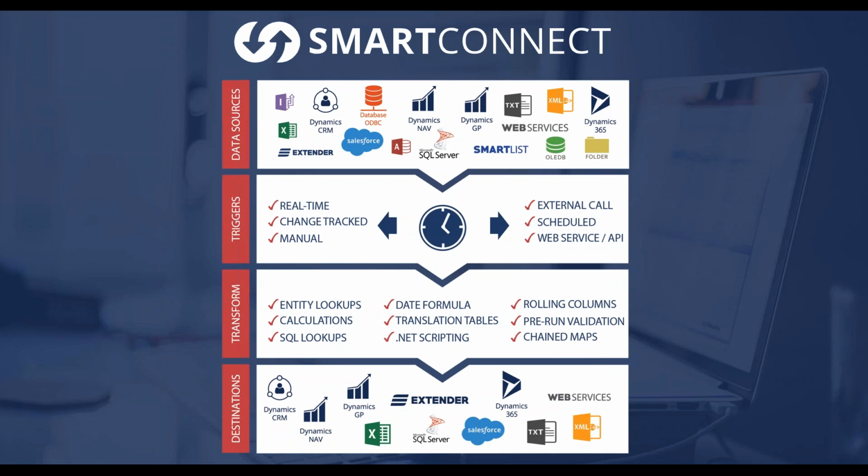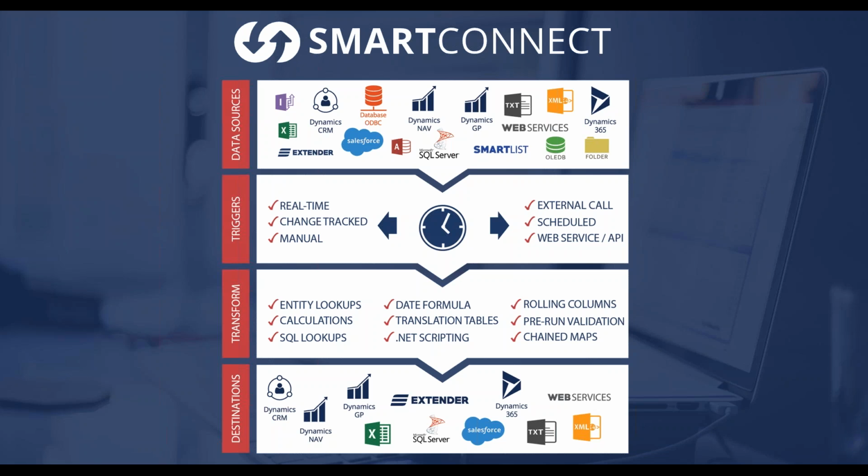So what we've done is we've said we want to move SmartConnect from essentially dumb data movement into something where that data movement also provides you with areas to do things like add in some .NET scripting or do some pre-run validations or add in translation tables or SQL lookups or calculated fields. So I'm going to point those areas out to you when we get into the mapping section itself, okay? So keep that in mind.